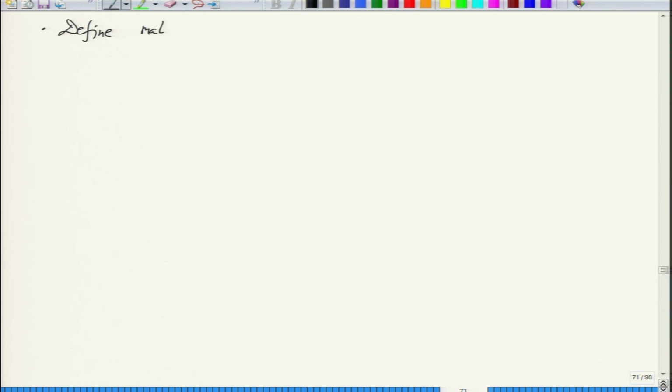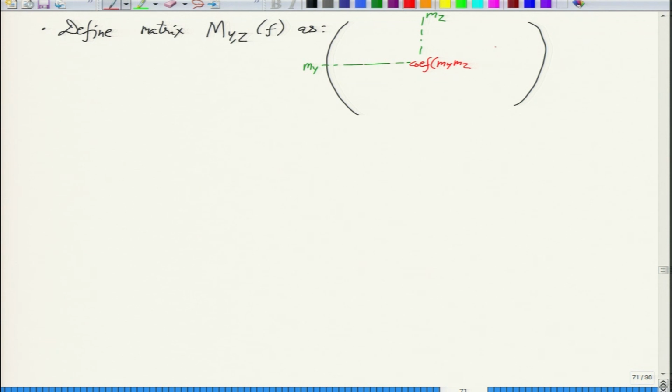So define matrix M_{Y,Z}(F) as follows: monomial m_y is here, m_z is here, and use this coefficient, or extract the coefficient of the monomial m_y times m_z in F. So these are all the monomials in Y. In fact, sorry, not Y, Z. Multilinear monomials, we only care about them. And these are all the multilinear monomials in Y.